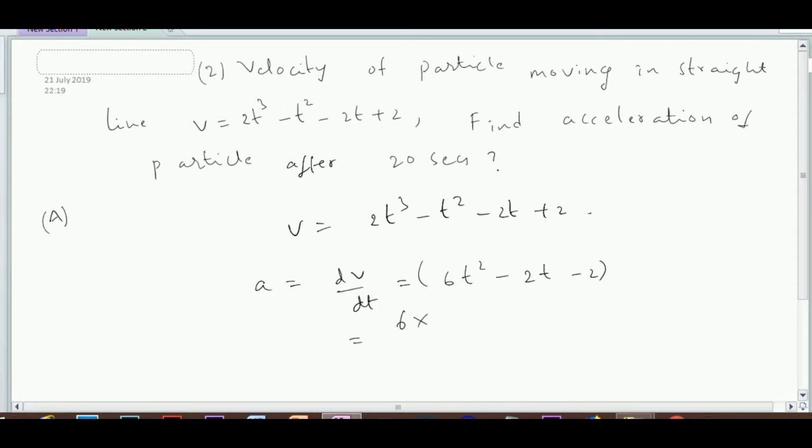So 6 into, in the place of t, just substitute 20 minus 0 whole square minus 2 into 20 minus 0 minus 2. So 6 into 20 square minus 40 minus 2. So 400 into 6 is 2400 minus 42. So that will be 2358 meter per second square.